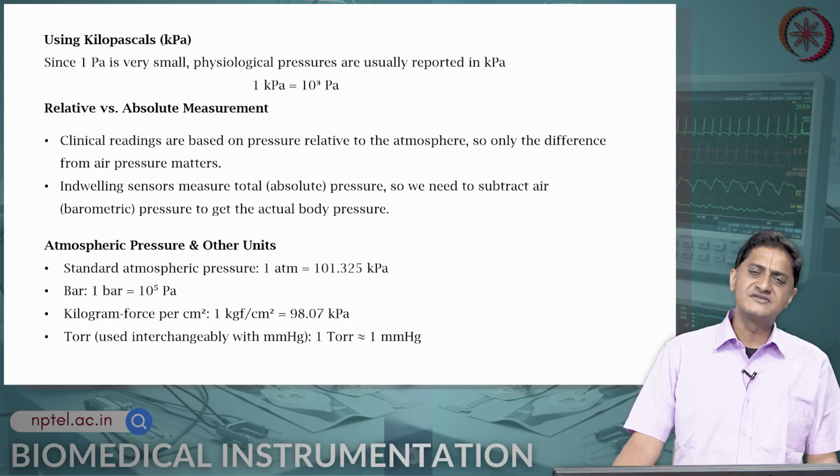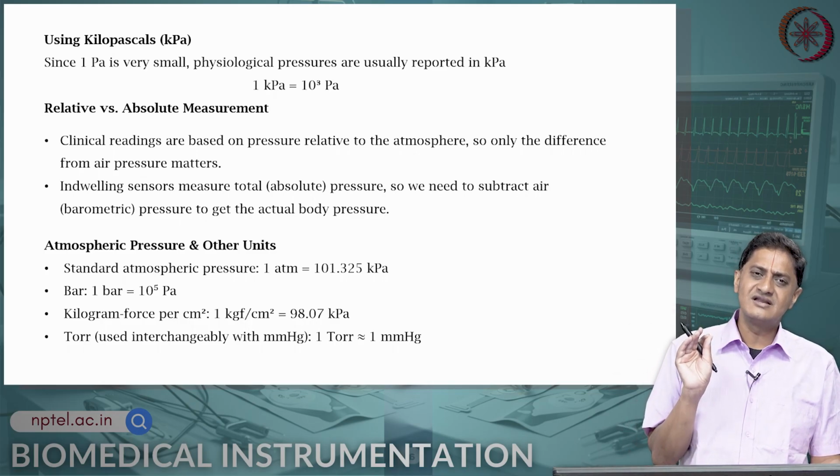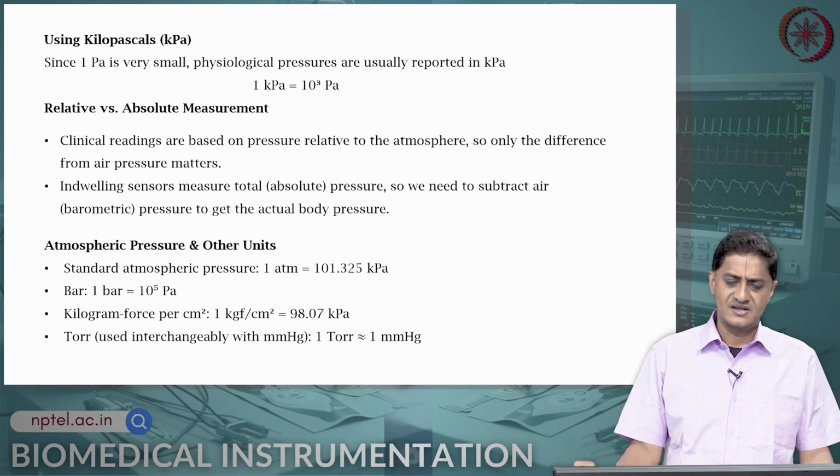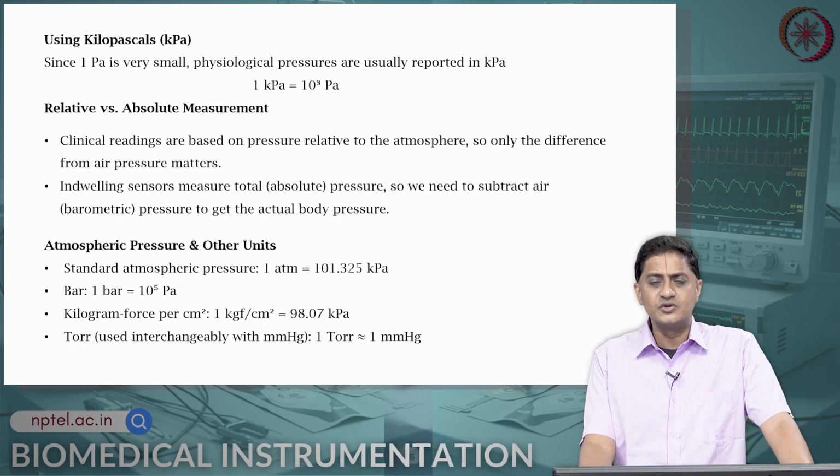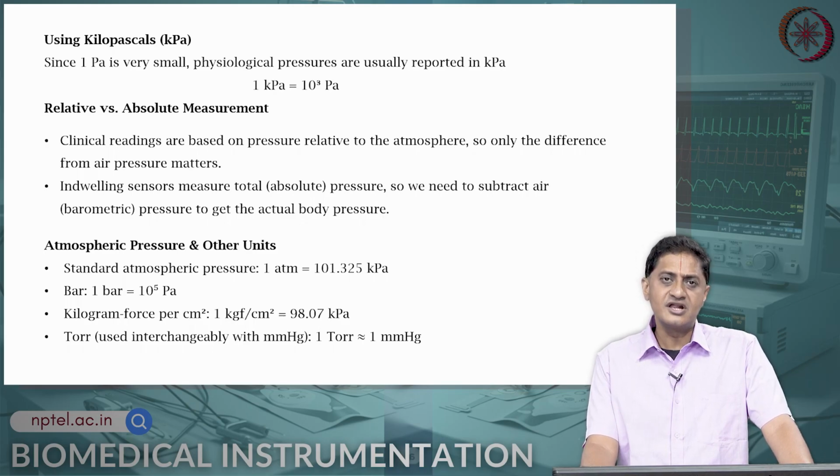Some indwelling sensors, some sensors that are inserted, for example, into the heart chamber, usually measure the total pressure, the absolute pressure. So, in such cases, to compare with other metrics, we may need to subtract the atmospheric pressure to get the actual pressure of that particular region whose pressure is being measured.